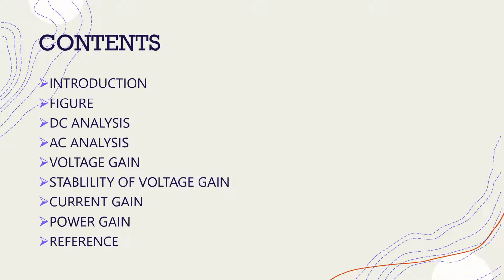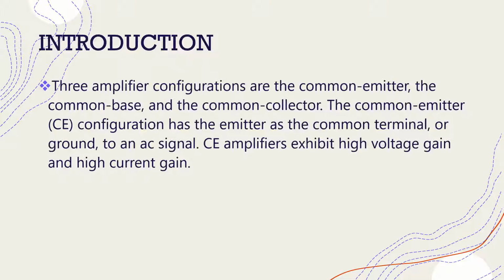These are the contents we are going to discuss today. Introduction. There are three amplifier configurations. They are common emitter, common base and common collector. The common emitter is the one we are going to discuss today. The common emitter configuration has the emitter as the common terminal or ground to an AC signal. CE amplifiers exhibit high voltage gain and high current gain.